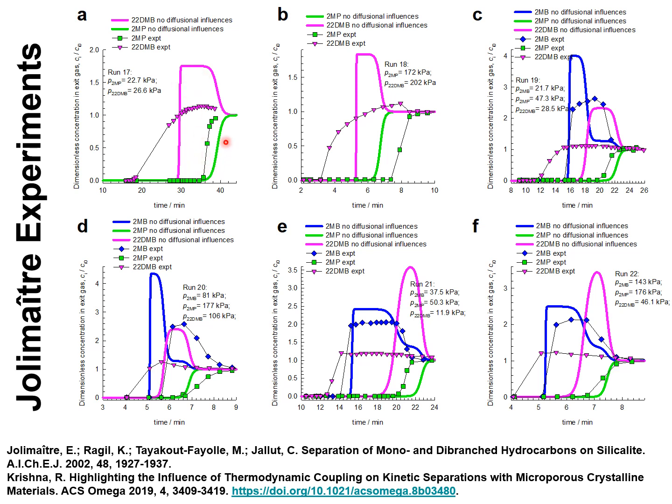The continuous solid lines are the breakthrough simulations ignoring diffusional influences, and we note that the match is poor because diffusional influences are strong. Diffusional influences make 2,2-dimethyl butane elute the adsorber earlier than anticipated by a model that ignores intracrystalline diffusional influences.